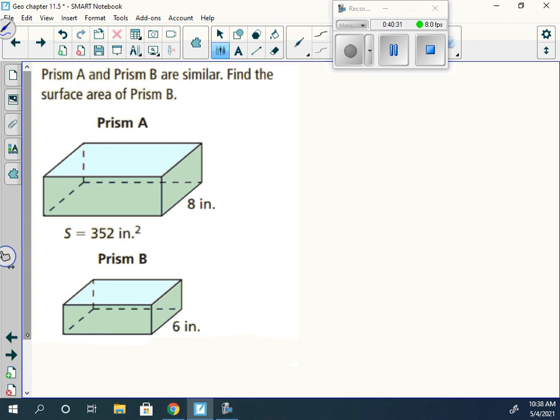Last one we'll look at today is this one here. So when we look at this here, trying to find surface area. They didn't tell us the surface area of prism B, so we'll call it X. The one that they did give us was 352. I always try to put X on top because it's a little bit easier to work with. So B is what we want. Its unit is 6. The one they gave us was 8.